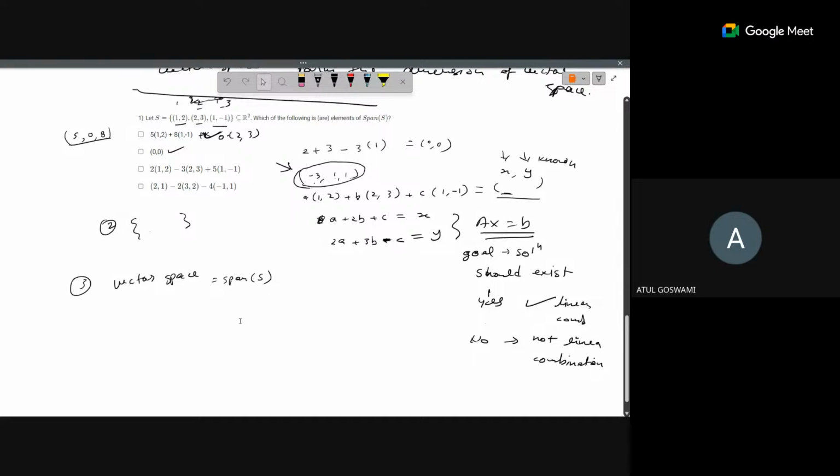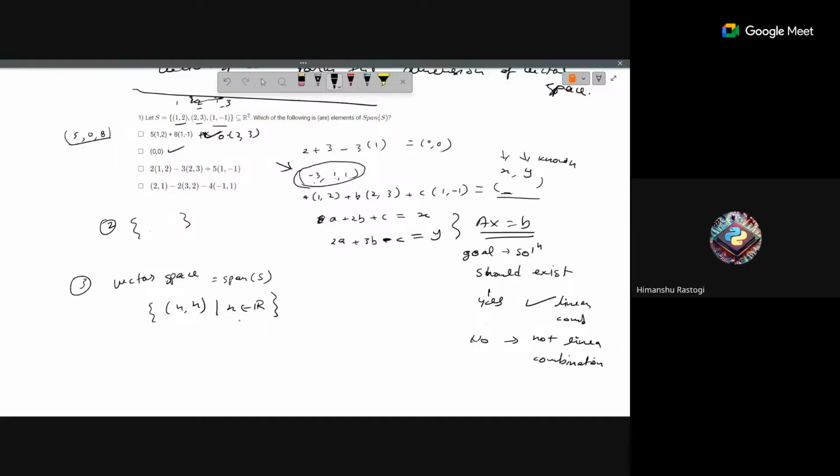How do we do that? Suppose we have a vector space. I'm not talking about this question. Suppose any vector space, say x comma x, such that x is a real number. Is this a vector space? x over x is a real number. Yes, sir, this is a vector space, right? So this is any vector space.